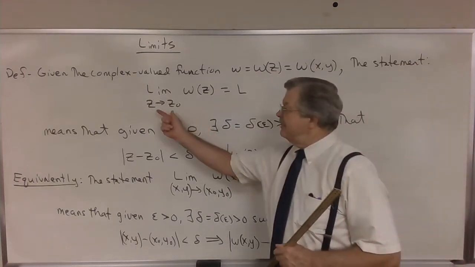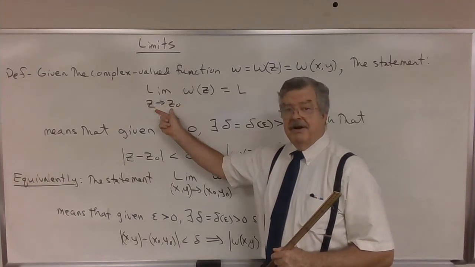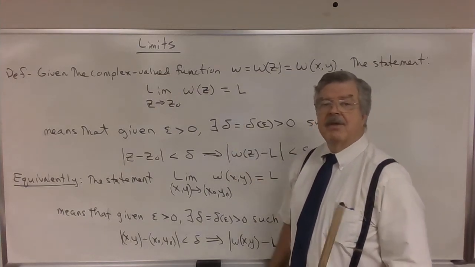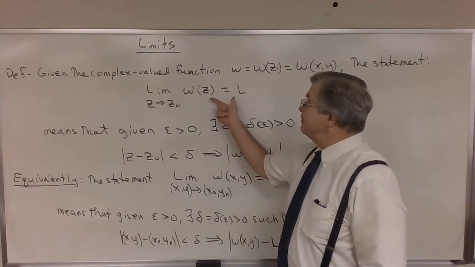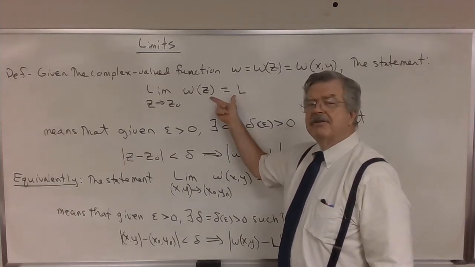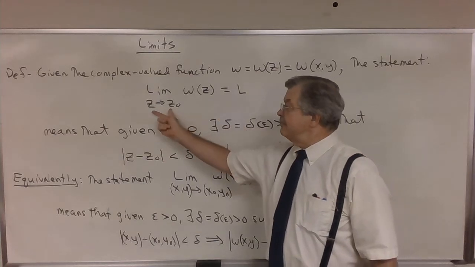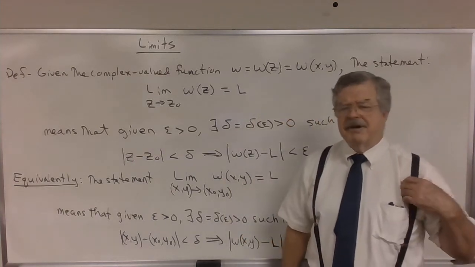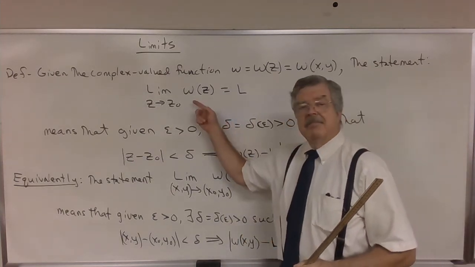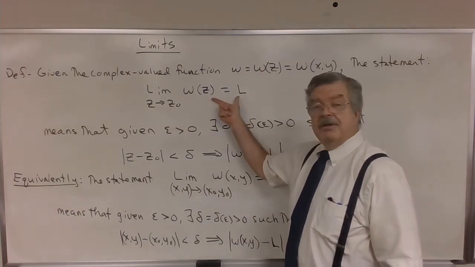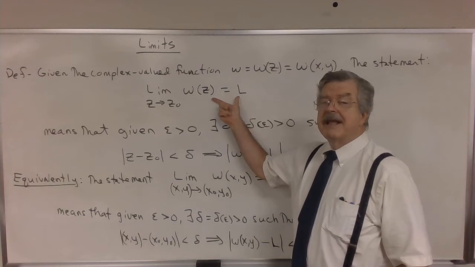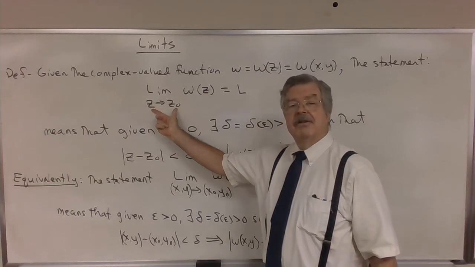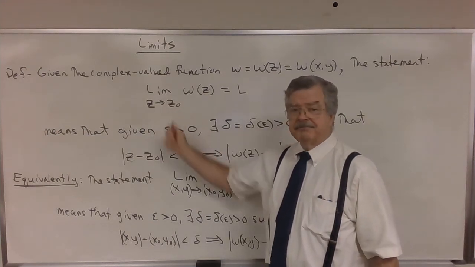It means that if we make Z sufficiently close to Z naught, that will force W to be as close to L as we want. Or looking at it from the other direction, we can make W of Z as close to L as we want just by making Z sufficiently close to Z naught. I like that better. That's a much better way of saying it. This statement means the following. We can make W of Z as close to the limit L as we want just by making the variable Z sufficiently close to Z naught.